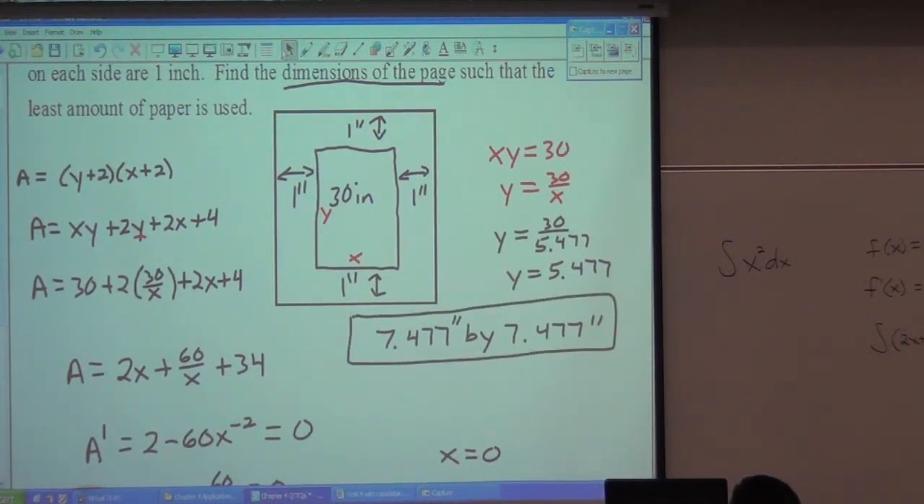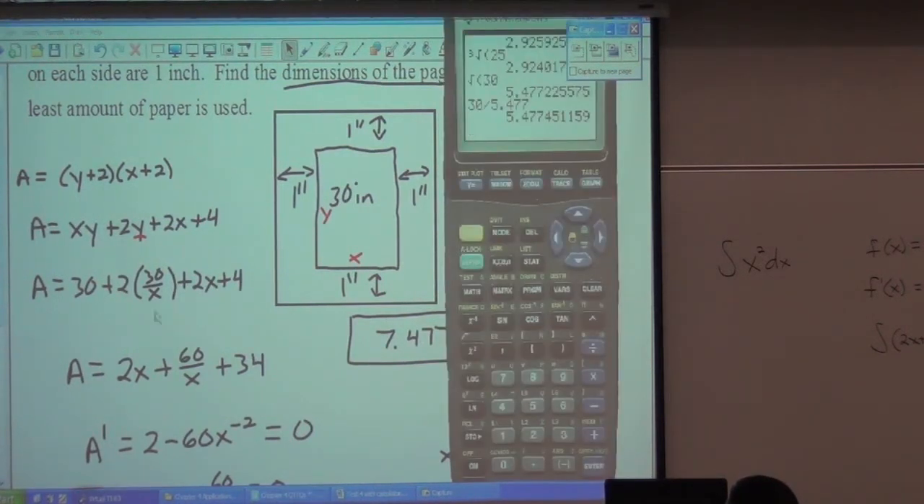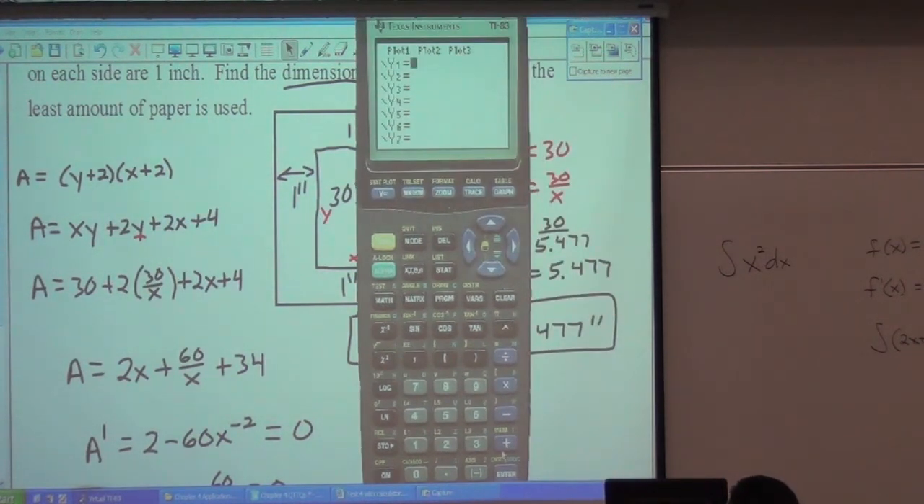Okay, now, since this was on the calculator part of the test, I could have, at this point right here, graphed the area function. The area was 30 plus 2 times 30 over x plus 2x plus 4. If it's 30 square inches, I can't see the x being bigger than, maybe I will set 10 to start out. I'll do 10 and do zoom fit.